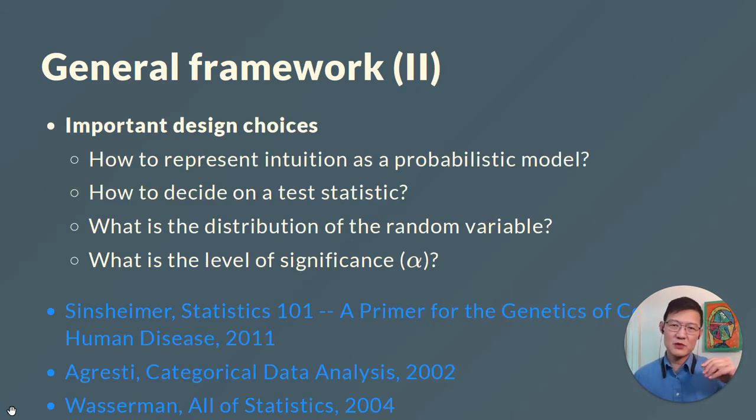Now, being able to represent the intuitions that we have in this kind of probabilistic model is the main step that you have to do as a scientist. Once you have done that, most of the time you can find some classical approaches to try and answer your question, and there are many different textbooks to help you do this. You need to answer questions like which test statistic you should use, what's the distribution of the random variable that you're interested in, and what is the level of significance.